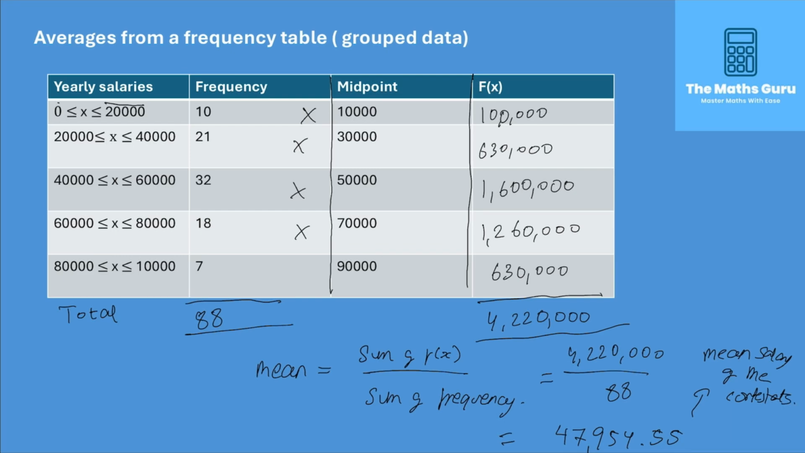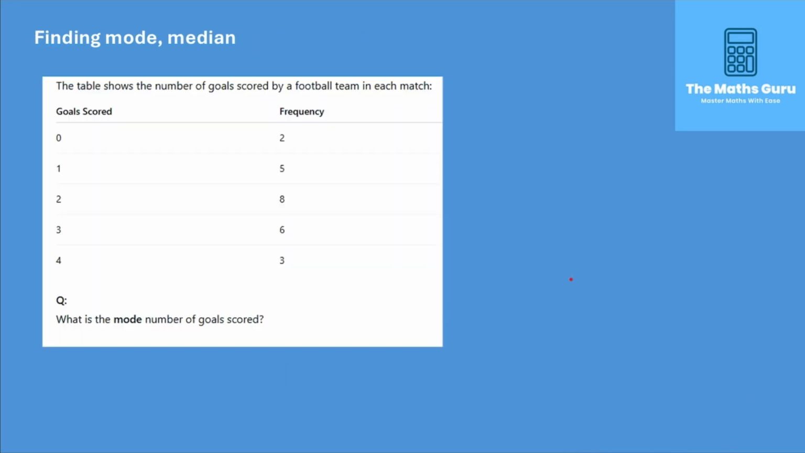Okay, moving on to finding mode and median. So this table shows the number of goals scored by a football team in each match. The amount of teams that scored 0 is 2. The amount of teams that scored 1 is 5. The amount of teams that scored 2 is 8, and so on. What is the mode number of goals scored?